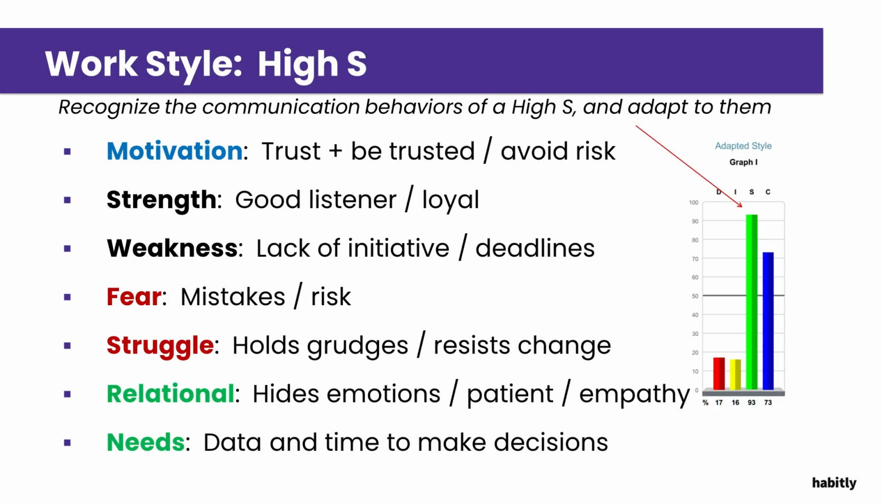Now, the high S, the motivation here is to trust and be trusted, and they want to avoid risk. High motivation to avoid risk. They want security. The strength is they're a good listener and they're loyal. Their weakness is they've never met a deadline that they like. So there's a lack of initiative, and deadlines are a struggle. The fear is they don't want to make mistakes or incur risk in any way. They want safety and security boundaries. The struggle is they can hold grudges and resist change.